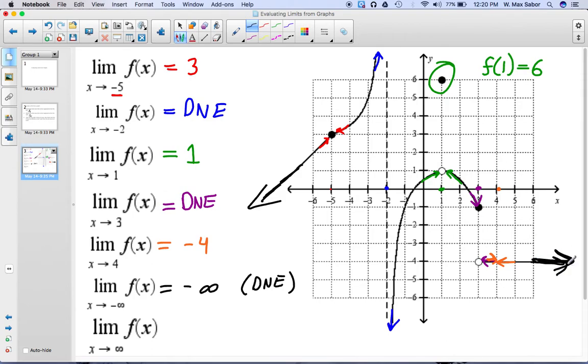And then as x approaches infinity, well, if we follow this, it's not getting bigger or smaller. It's staying at -4. So the limit as x approaches positive infinity is -4, because it approaches and stays at -4 as we get closer and closer to infinity.